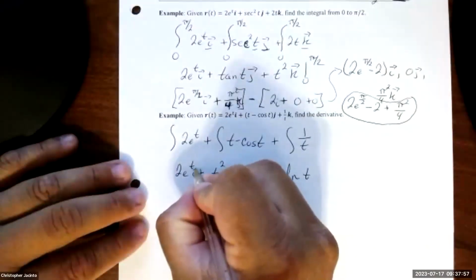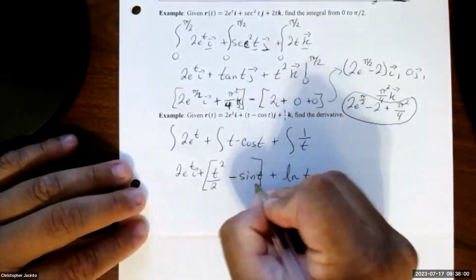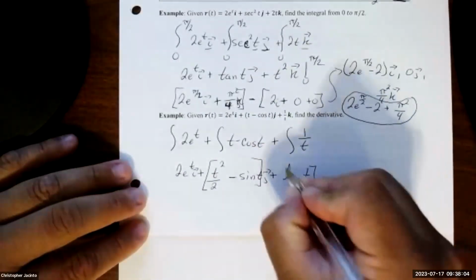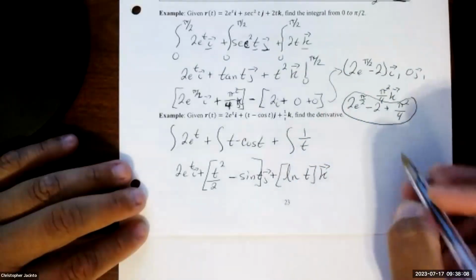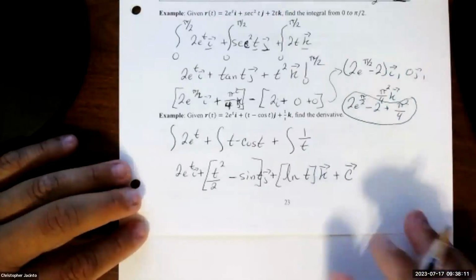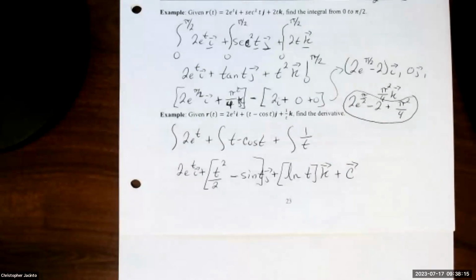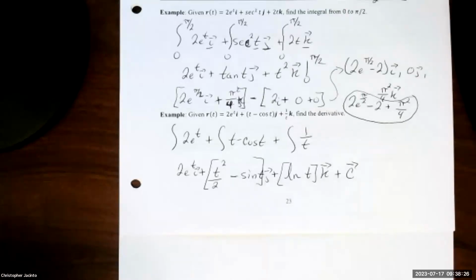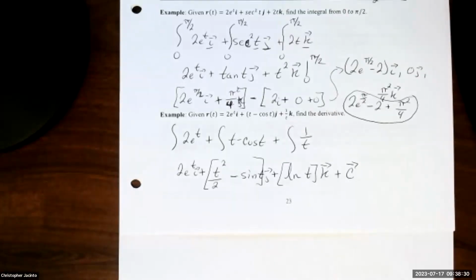So this is going to be i. This whole thing is j. This is k. And because we have an indefinite integral, plus c. And there's our integral. No questions? Okay, all good.